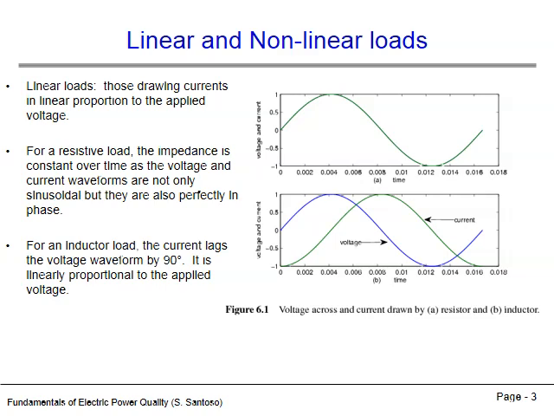Linear loads draw current that is directly proportional in magnitude to the voltage applied across the load. Resistive loads are linear, drawing perfectly sinusoidal currents when sinusoidal voltages are applied across them. The voltage and current waveforms will also be perfectly in phase for a resistive load. Inductive loads are also linear in steady-state operation. The current drawn by an inductive load with sinusoidal applied voltage will also be a perfect sinusoid, although the current will lag the voltage waveform by 90 degrees.